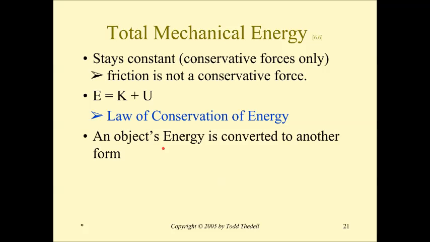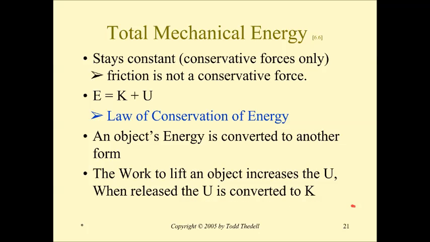An object's energy is converted from one form to the other. So if we lift an object, it takes work to do that. We're increasing the potential energy. We then release the object. It then converts that to kinetic energy and loses the potential energy as it falls. So the work to lift an object increases potential, and then when it's released, it converts it back to kinetic energy.